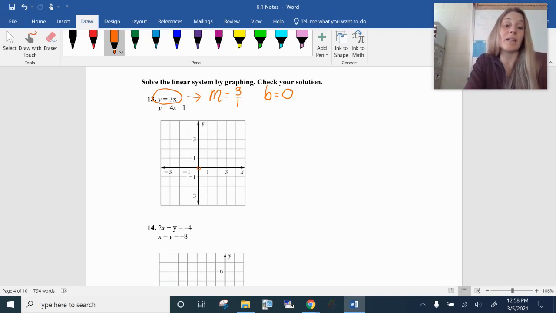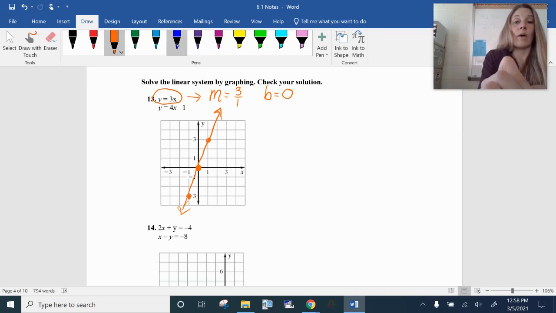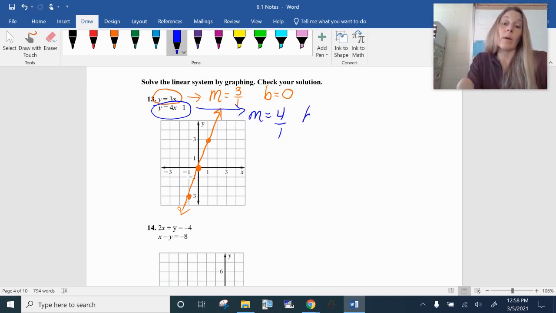So I'm going to begin at the origin, or 0. I'm going to move or rise up 3 and run 1. So this is what the line, the graph, is going to look like for that one. Now when I go to do the second one, my slope is 4, which I could put as a fraction, 4 over 1. And my y-intercept, or b value, is negative 1. So I'm going to begin at the negative 1, and I'm going to rise 4, 1, 2, 3, 4, over 1.